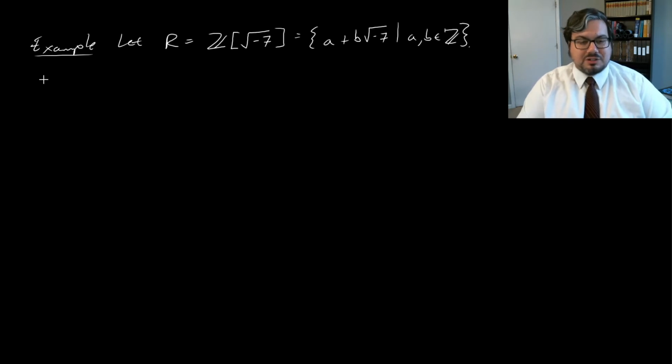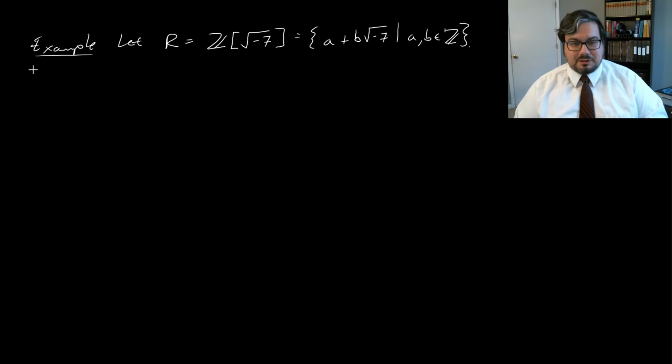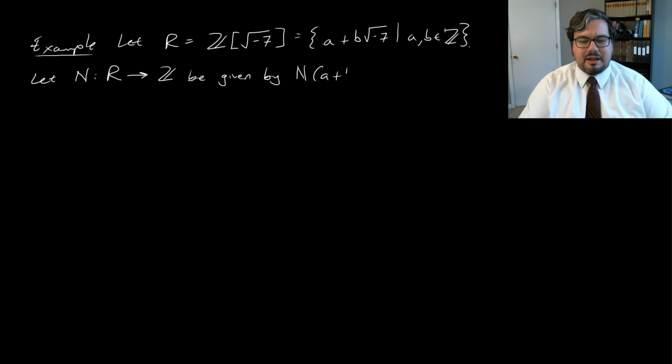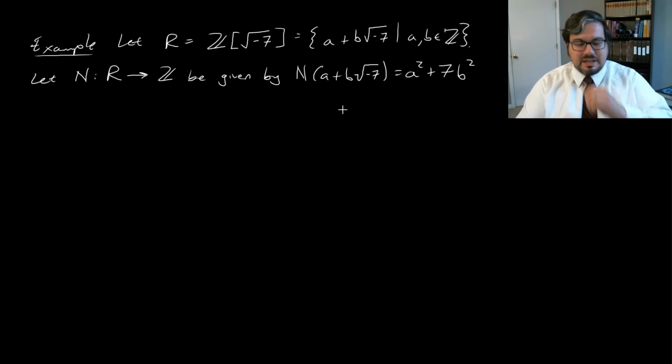Now, in order to understand this ring, and we're going to come back to this example multiple times throughout this chapter, we're going to define a function, N, sometimes called the norm of this ring. Let N from R to the integers be given by the norm of an element a plus b times the square root of -7 is equal to a squared plus 7b squared.